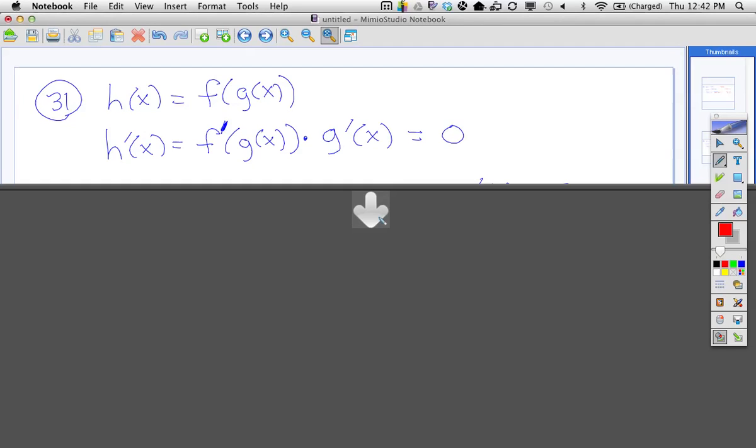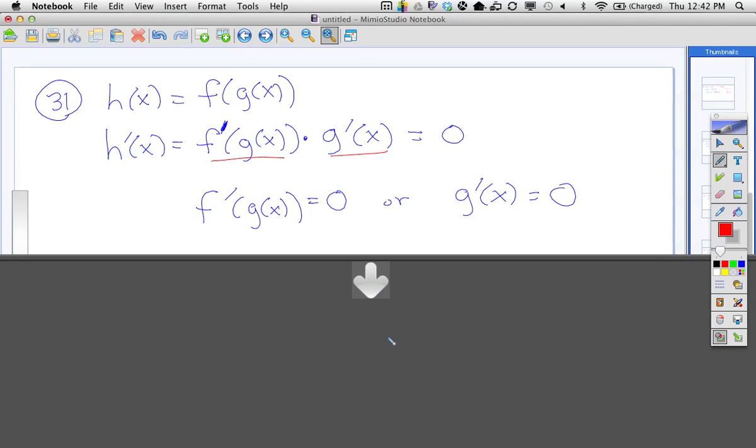And so now this is very much like number 26. Where does this equal 0? You've got two things multiplied making 0. One of them has to be 0. So either f prime of g of x is 0 or g prime of x is 0.